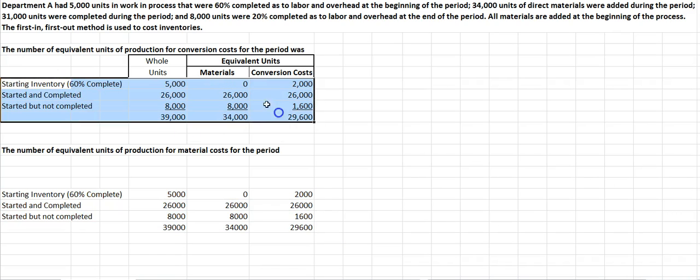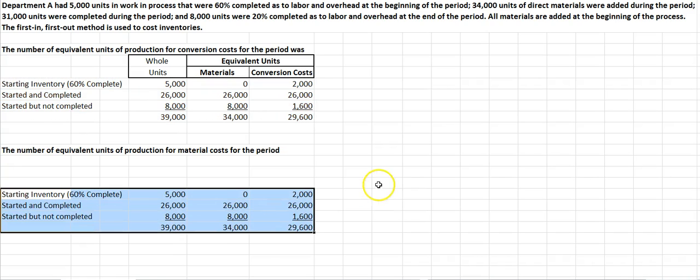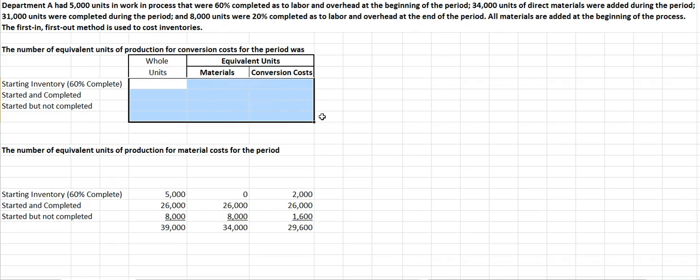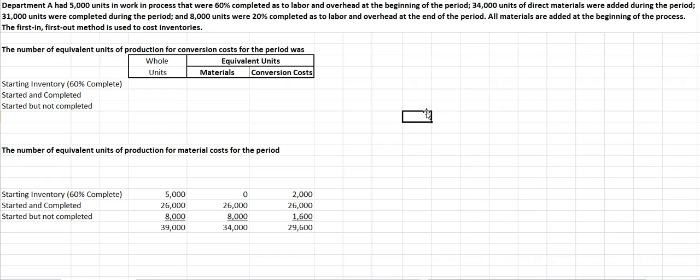That way I could start from scratch and you can see how all this works out. Okay. So the first thing we want to do is calculate the total units that we need to account for. Starting inventory: what was our starting inventory?